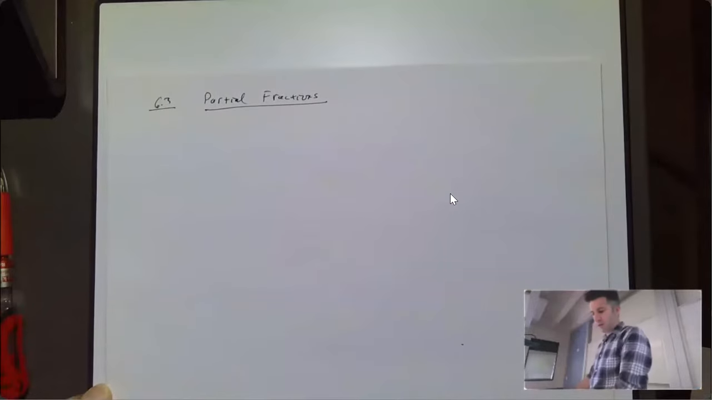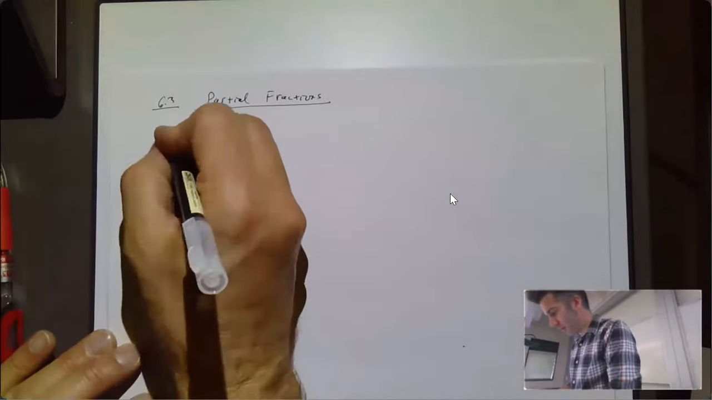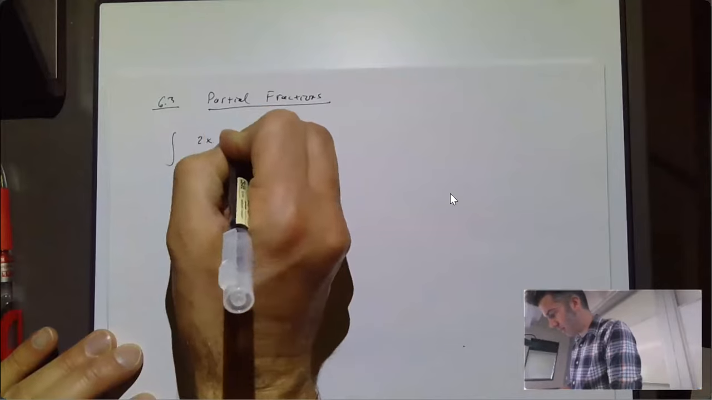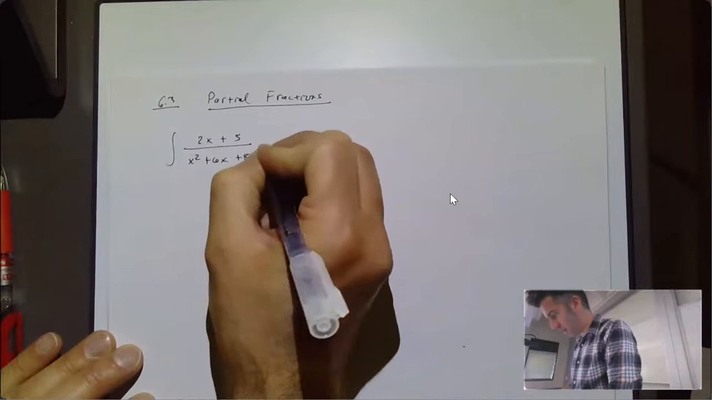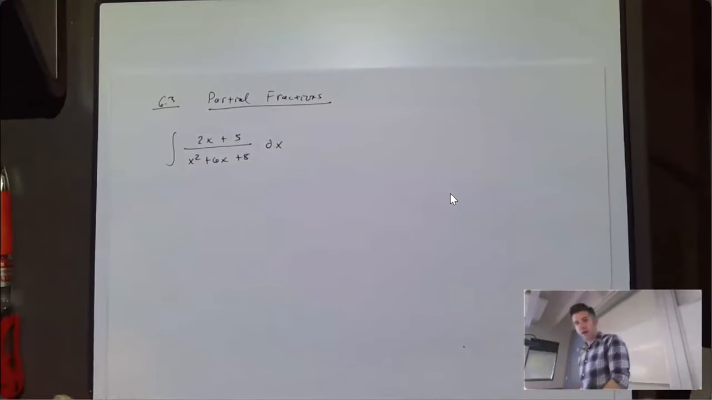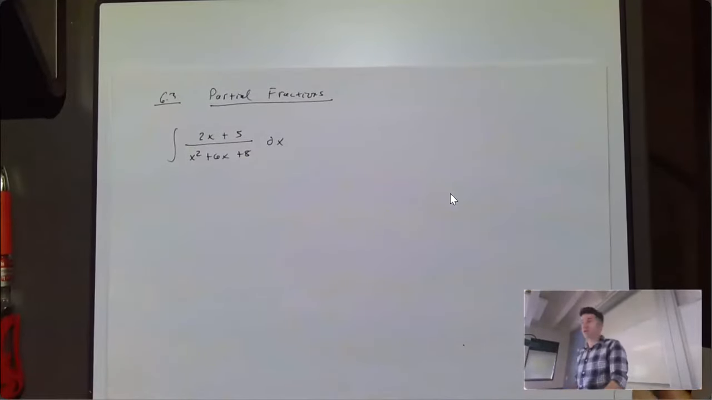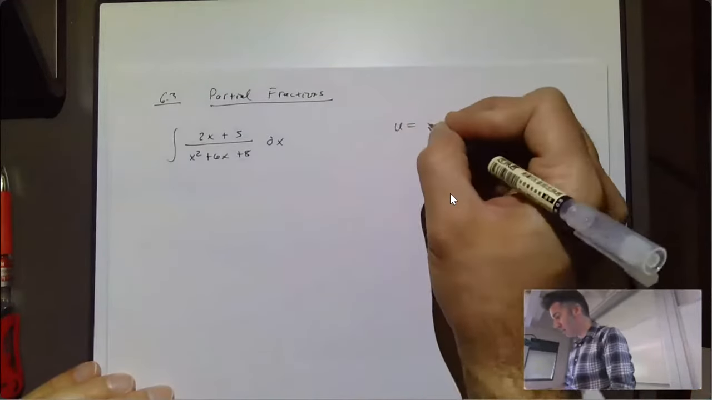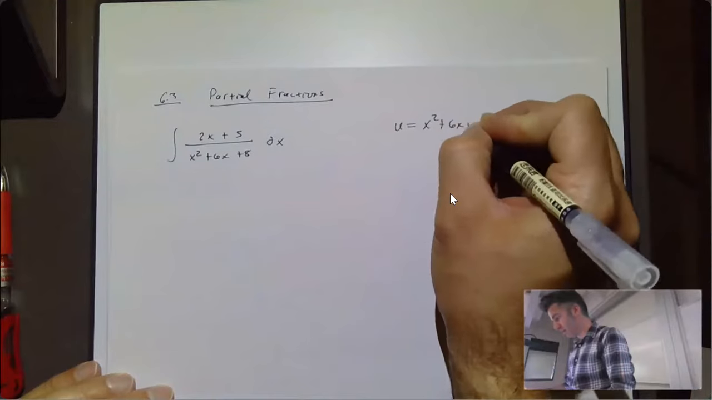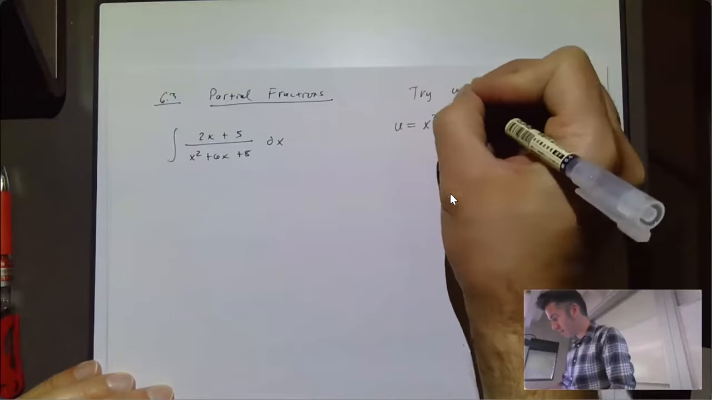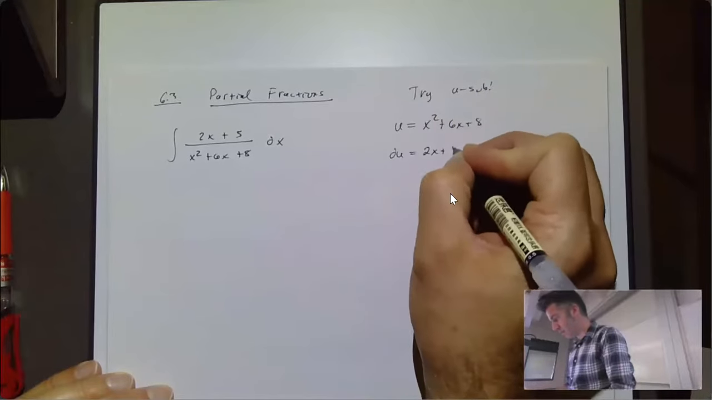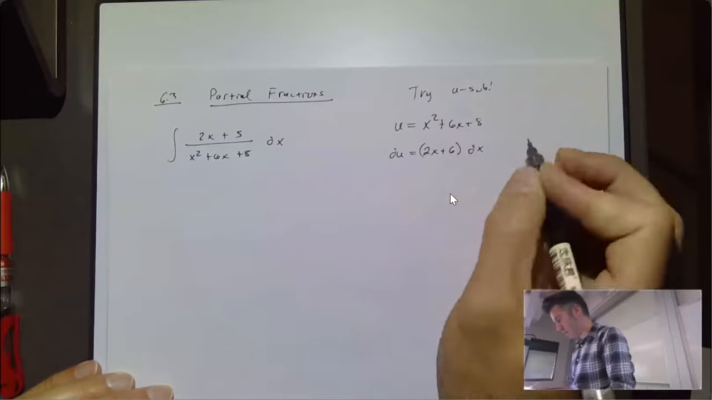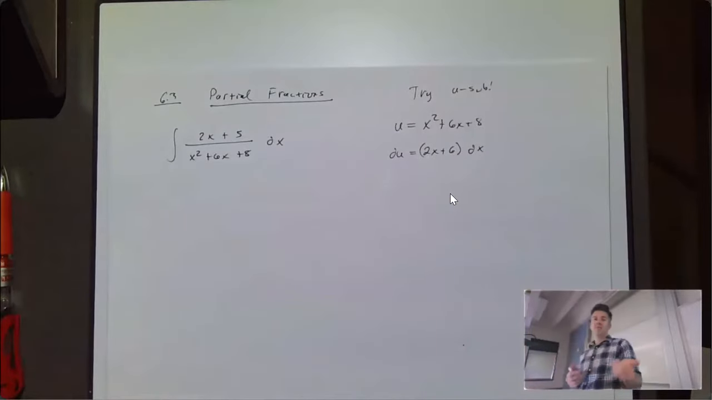So let's look at an example. Say I want to find the integral of 2x plus 5 over x squared plus 6x plus 8 dx. And if I saw a problem like this, I certainly first would try and do a u sub. So if I let u equal the denominator, x squared plus 6x plus 8, my du is going to be 2x plus 6 dx, which is so close, but not quite what I have.